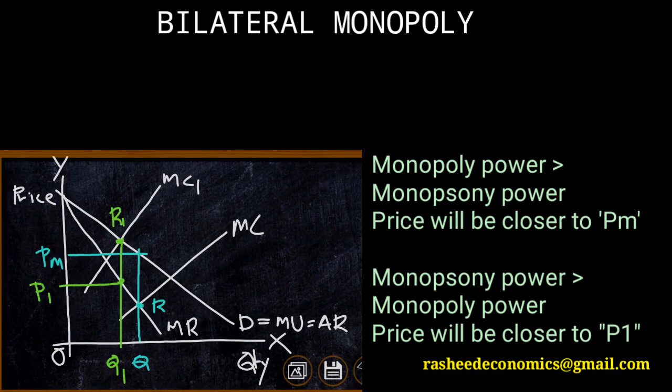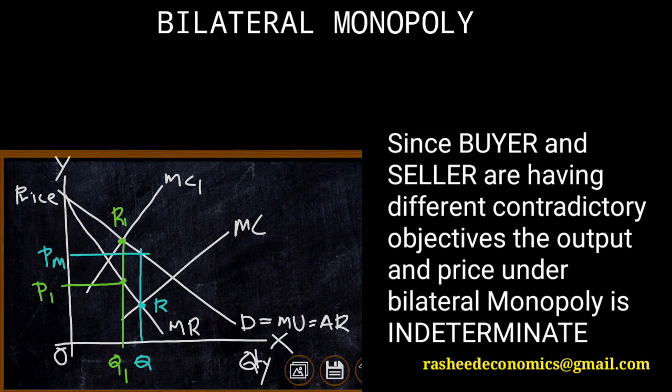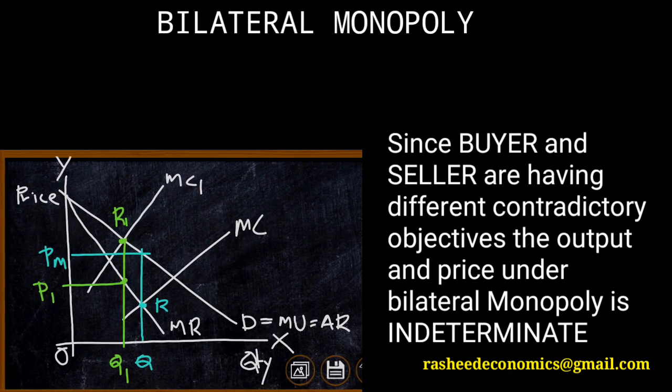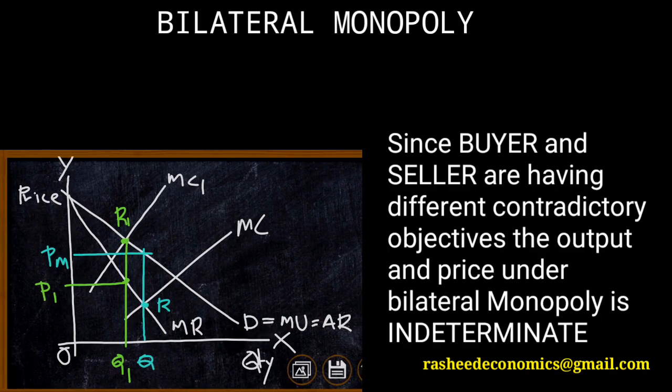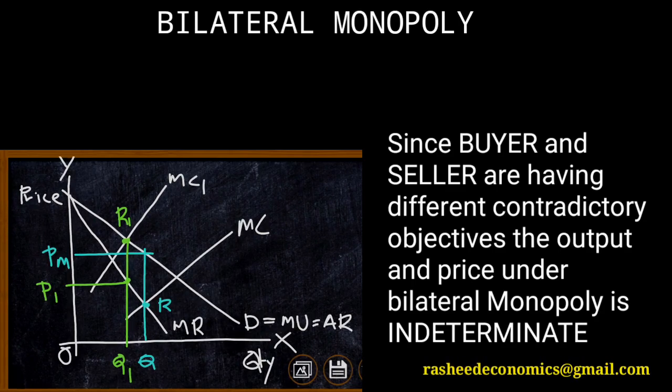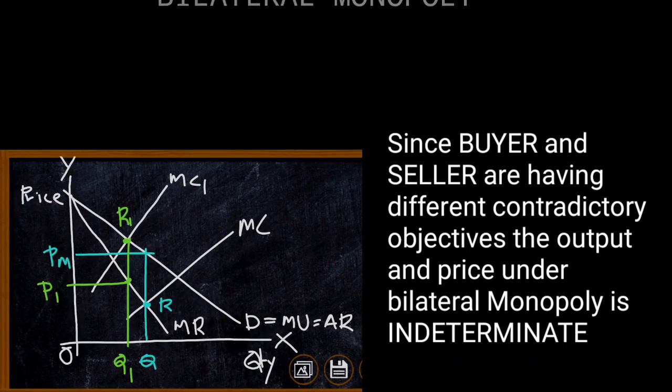Here the two parties, the buyer and seller, are having different, contradictory objectives. That's why it is not possible to determine a fixed quantity, an equilibrium quantity or equilibrium price. Different economists suggested different solutions to this problem, but we can conclude that due to many reasons, the equilibrium condition of bilateral monopoly is indeterminate.